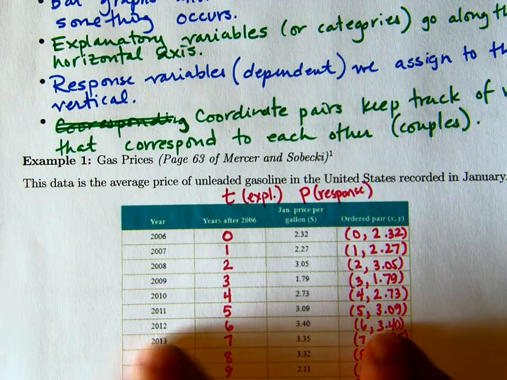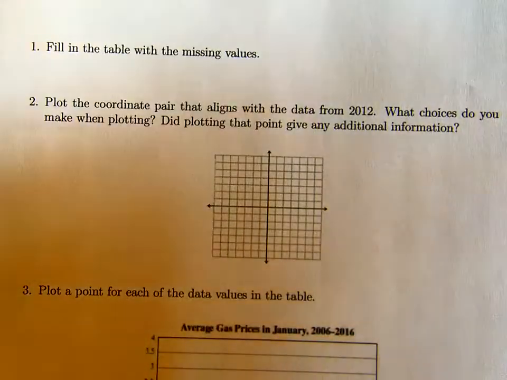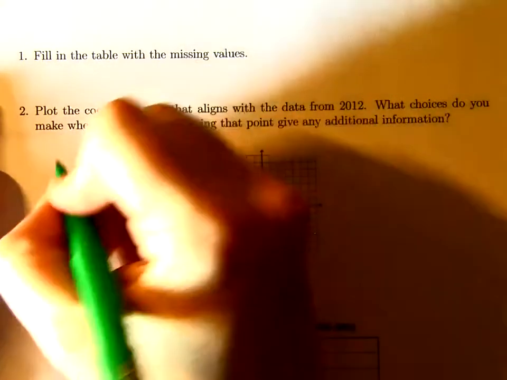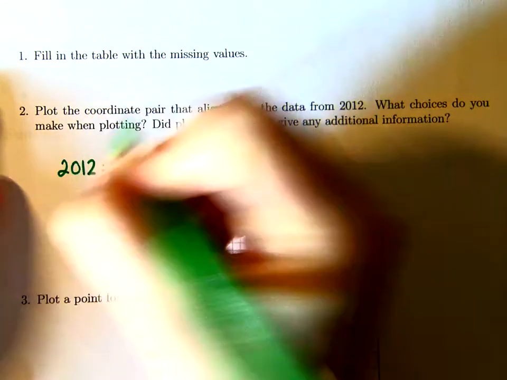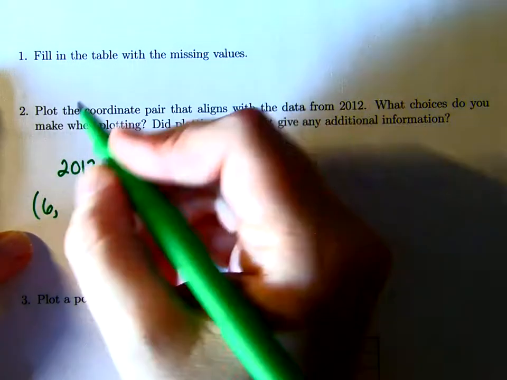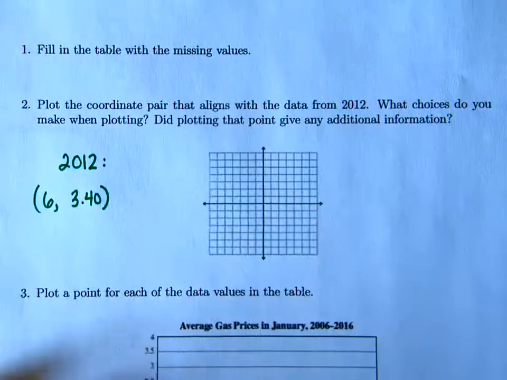So, 2012, we have the pair 6 and $3.40. So let's write that down. Six with 3.40. Okay.